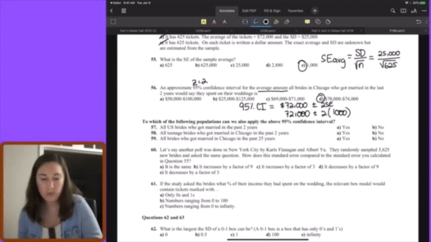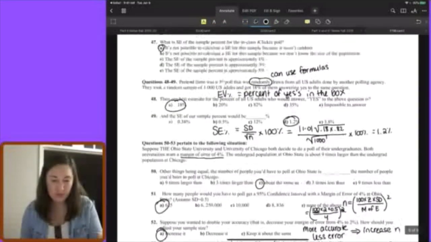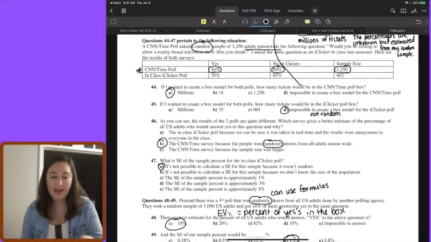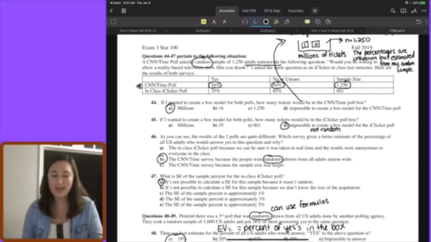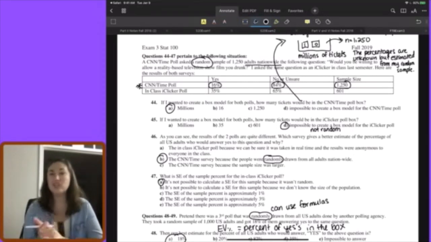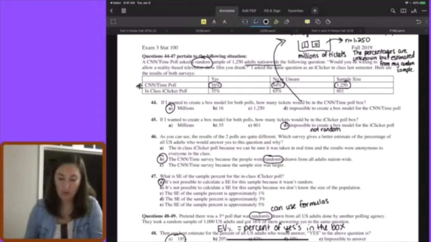Somebody asked, why was question 45 D? Where's 45? Let's see. Oh, yeah. So 45 is the question about the 2 polls, the iClicker and the Time poll. If I wanted to create a box model for the iClicker poll, it wasn't random, so we can't do that. Remember, if the poll isn't random, then we can't use our formulas, we can't do a box model, and we can't do a confidence interval. Cool.